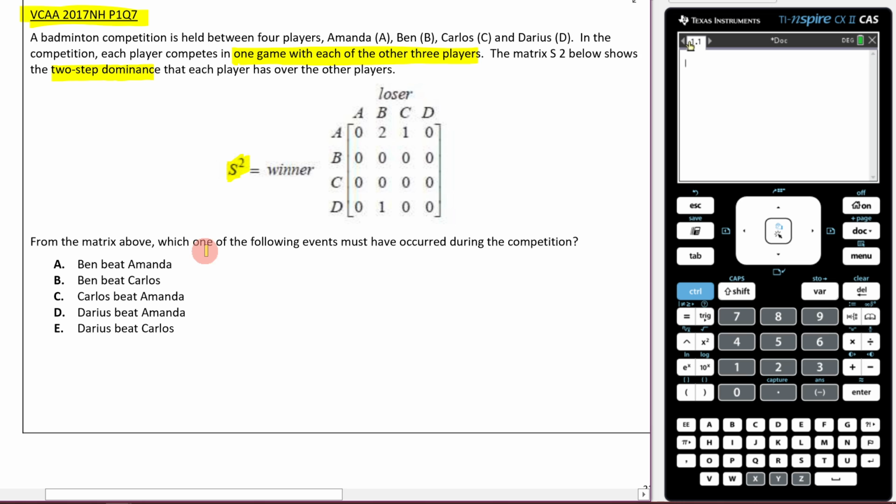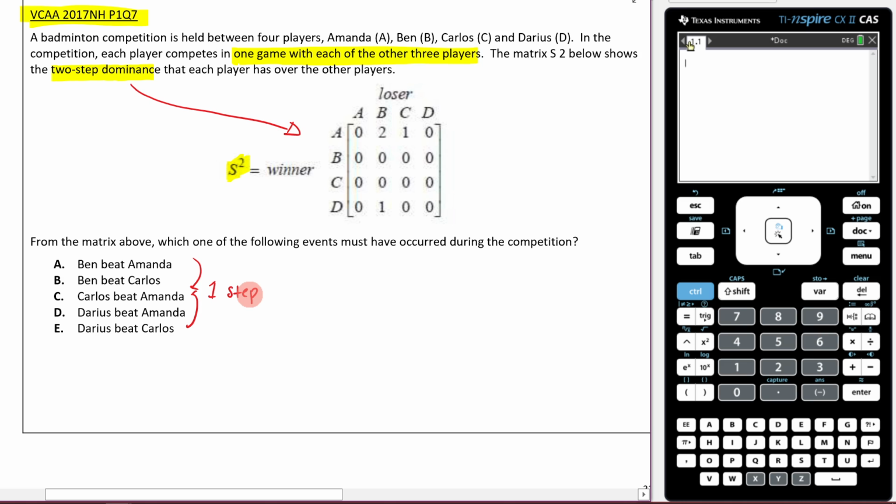From the matrix above, which of the following events must have occurred during the competition? Ben beat Darius, Ben beat Carlos, Carlos beat Amanda, Darius beat Amanda, Darius beat Carlos. What we need to immediately recognize is that all of these scenarios here are 1-step dominances. Now, what we've been given in this matrix here is 2-step dominances, haven't we? This is a 2-step dominance when this is 1-step dominances. So we kind of have to go from 2-step dominances to 1-step dominances.